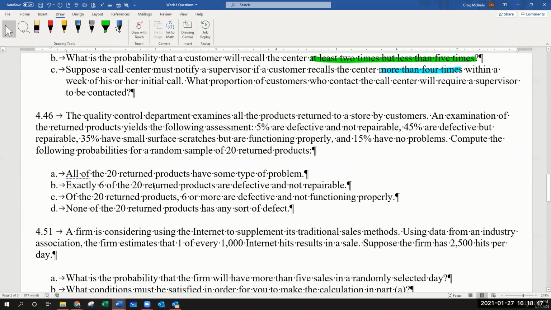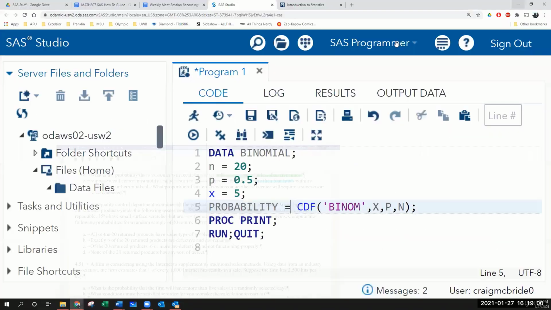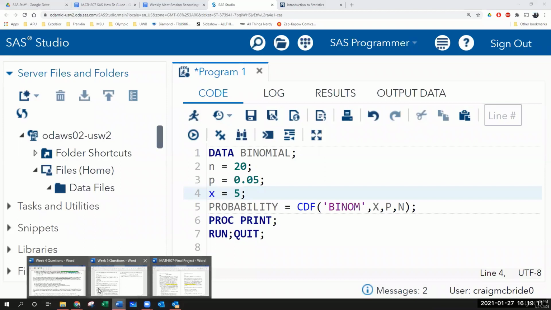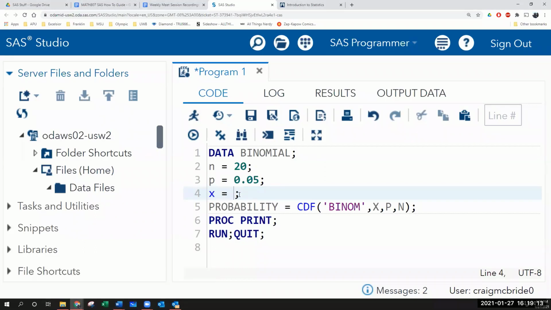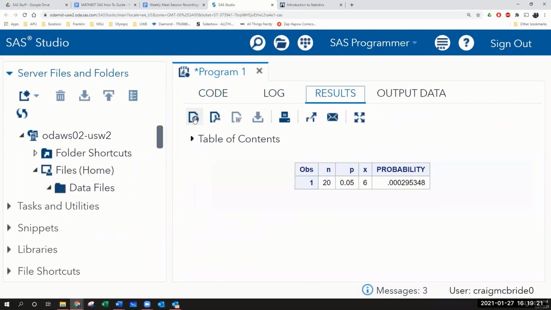Okay, so exactly 6 of the 20 means we're going to do a PDF. These are defective and not repairable. So if they're defective and not repairable, then we're only looking at this 5%. So when we go to SAS, our probability is going to be 5%. We wanted exactly 6, yes. And we now want the PDF instead of the CDF version. If we run that, that's the probability of exactly 6.